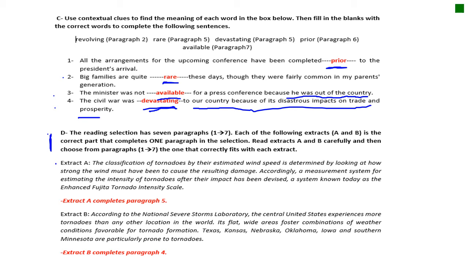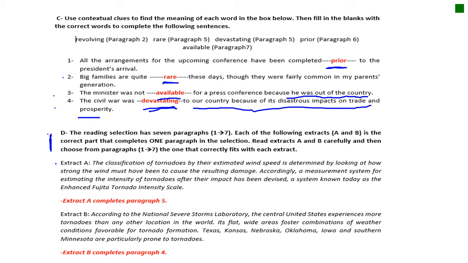The classification of tornadoes by their estimated wind speed is determined by looking at how strong the wind must have been to cause the resulting damage. Accordingly, a measurement system for estimating the intensity of tornadoes after their impact has been devised, a system known today as the Enhanced Fujita Tornado Intensity Scale.